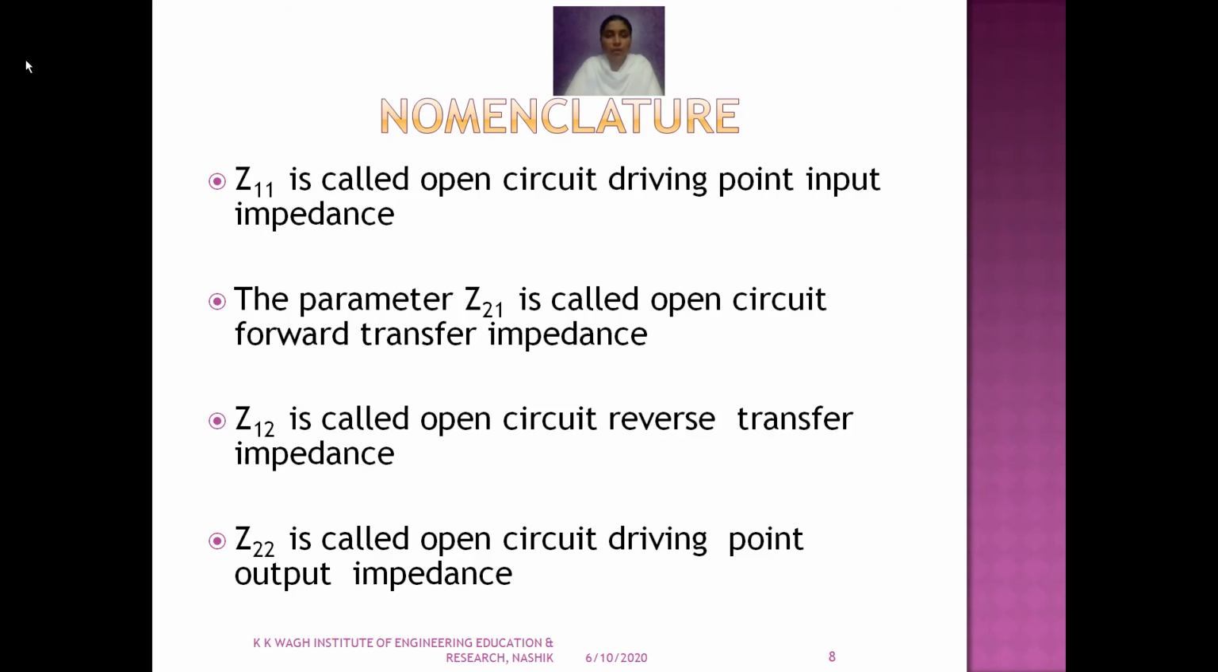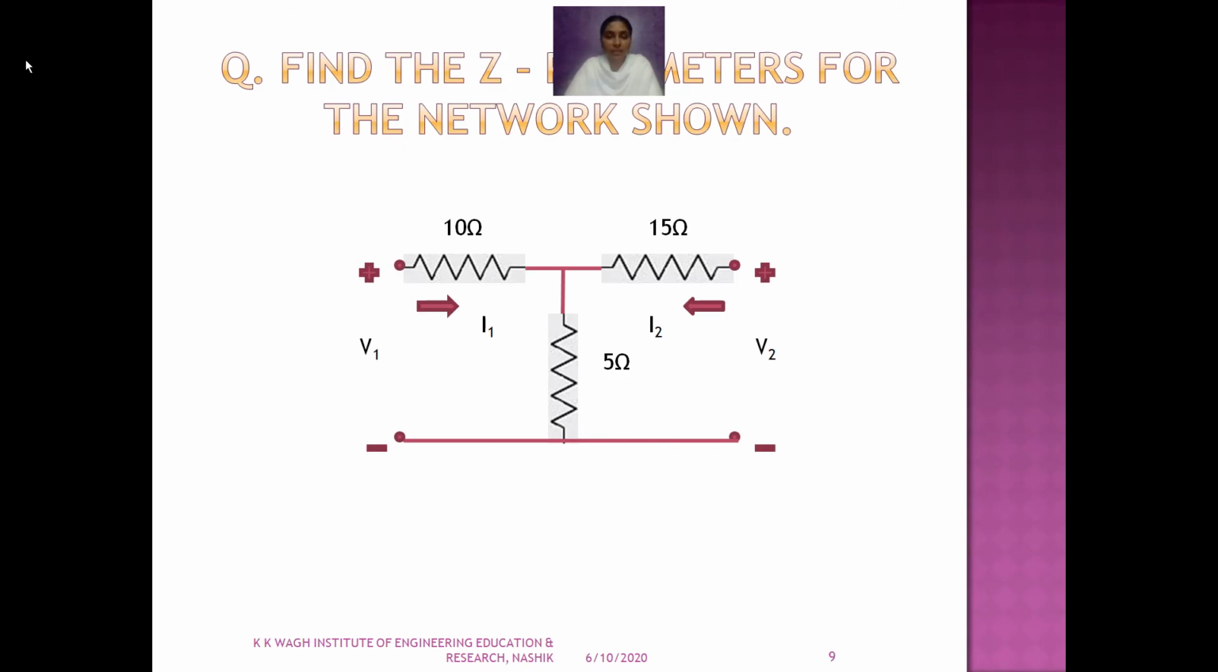So let's see what we mean by Z11, Z21, Z12 and Z22. Z11 is called open circuit driving point input impedance. The parameter Z21 is called open circuit forward transfer impedance. Z12 is called open circuit reverse transfer impedance. Z22 is called open circuit driving point output impedance. All these nomenclatures and formulas which we have seen, you should remember for solving numericals based on this. So find the Z parameters for the network shown.